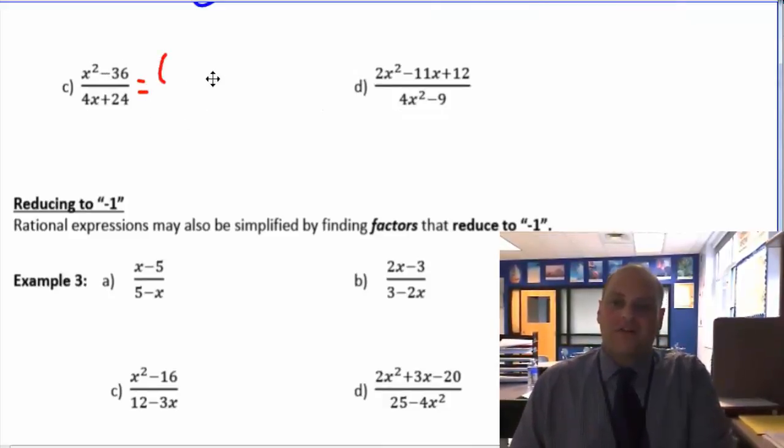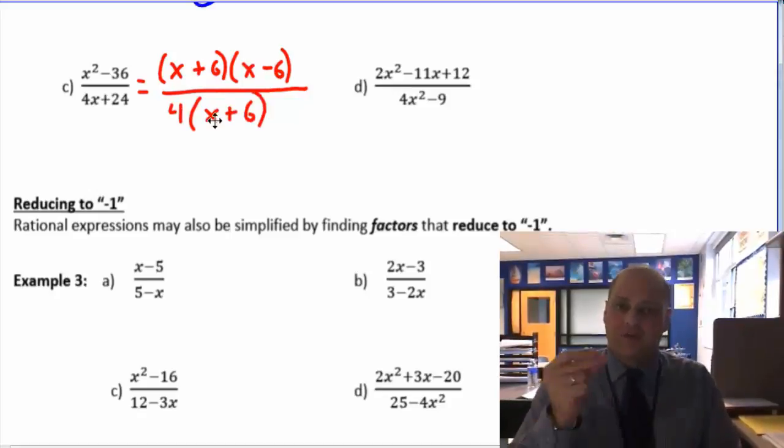x squared minus 36. Let's factor that. x plus 6, x minus 6. And I'm going to go fast on this video with the factors, guys. You might want to pause and try these by yourself to get a little practice with factoring. But I'm to the point where we should know this factoring list. Factoring should be like this by now.